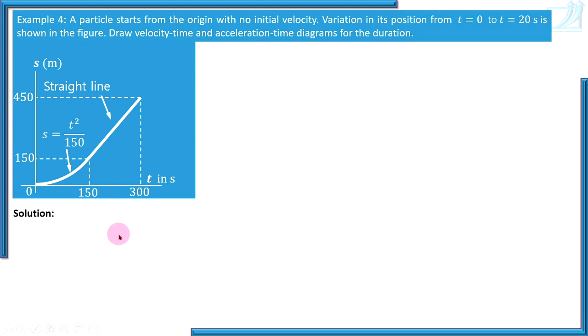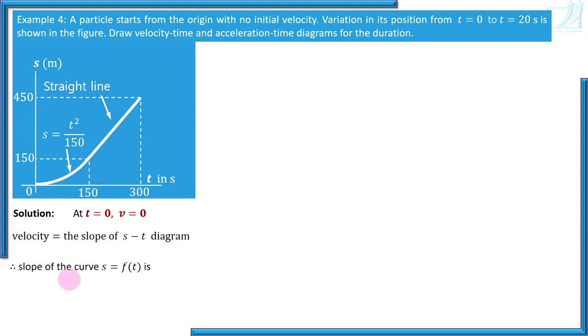So let's start solving. First let's draw the Vt diagram. At t equal to 0, V0 is given. Now let's continue with the Vt diagram. Tell me how velocity is related with the St diagram. So velocity is the slope of the St diagram. So slope of curve S equal to f(t) is ds by dt, and ds by dt is nothing but velocity. So consider duration 0 to 150 seconds.